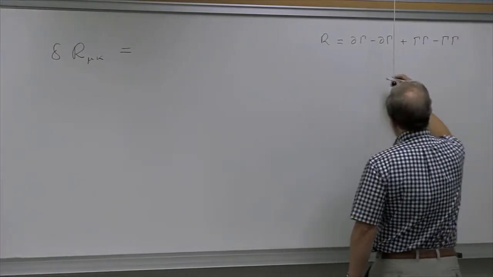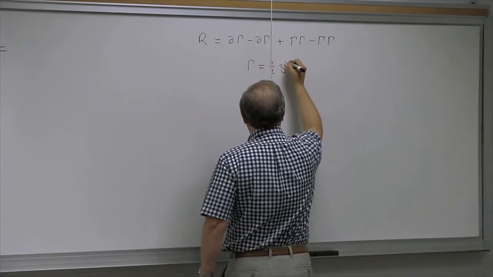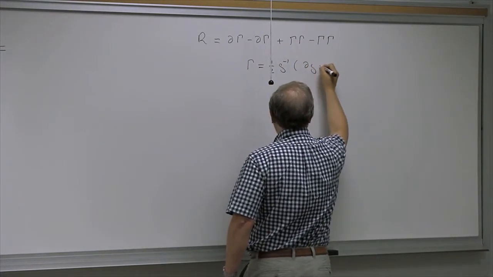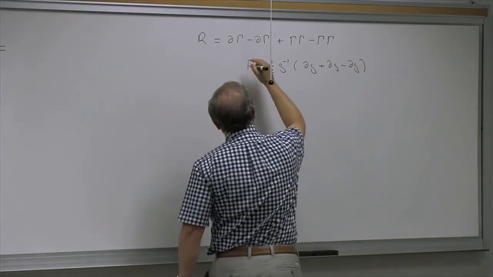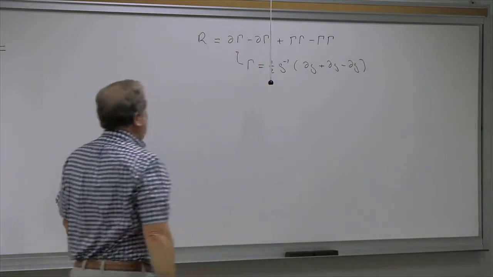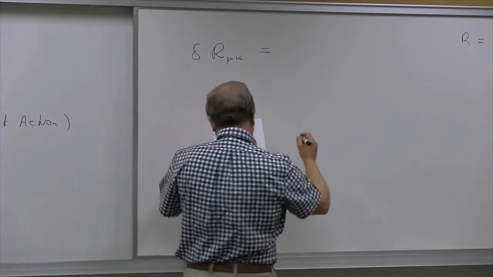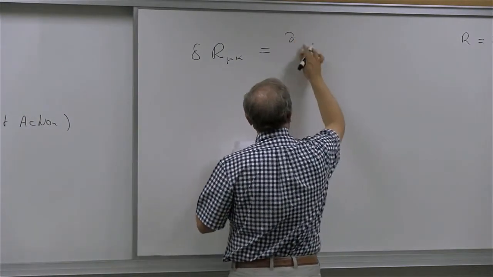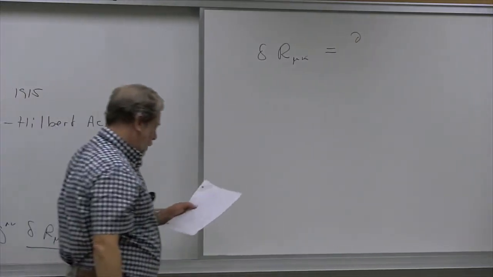And then at some later stage, we also have to use the fact that gamma is 1/2 times g to the minus 1 times dg plus dg minus dg, right? So that's going to come in at the second stage. So we first get the derivative of the variation. Taking a derivative and doing a variation commute, so we can do it in any order we wish.